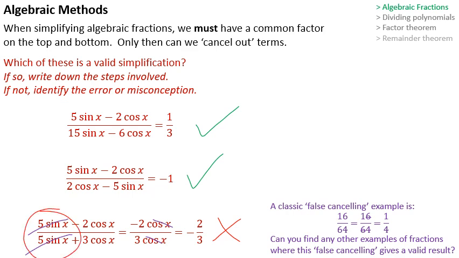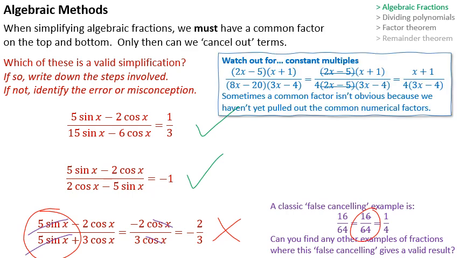If you try cancelling things by just subtracting them from the top and the bottom, or just crossing things out when you think it's okay to get rid of them because you've seen them appear in two different places, that's not the same as simplifying or reducing a fraction.